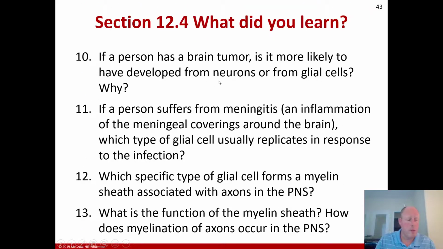So what did you learn? If a person has a brain tumor, is it more likely to have developed from neurons or from glial cells? Why? If a person suffers from meningitis, inflammation of the meningeal coverings around the brain, which type of glial cell usually replicates in response to the infection? Which specific type of glial cell forms a myelin sheath associated with axons in the PNS? And what's the function of the myelin sheath? How does myelination of axons occur in the PNS?